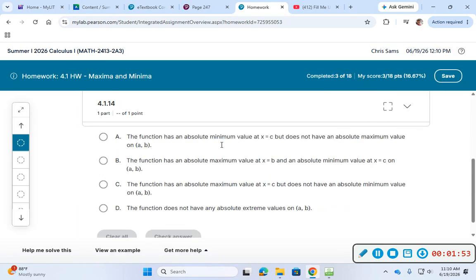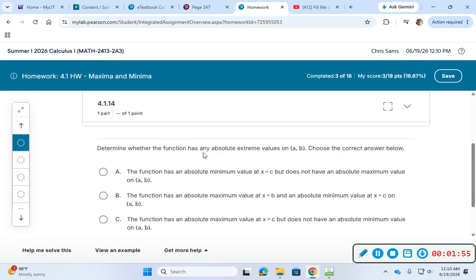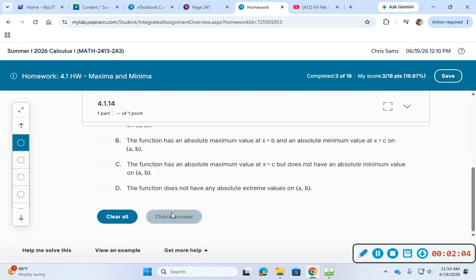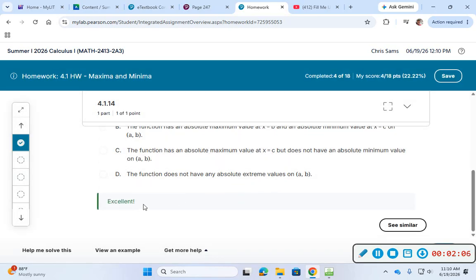So the lowest point is C, no maximum. So looking for the one that says absolute minimum. Function has an absolute minimum, x equals C, does not have an absolute maximum value. A looks good. I think that's going to be what we're looking for. Okay, it's green.